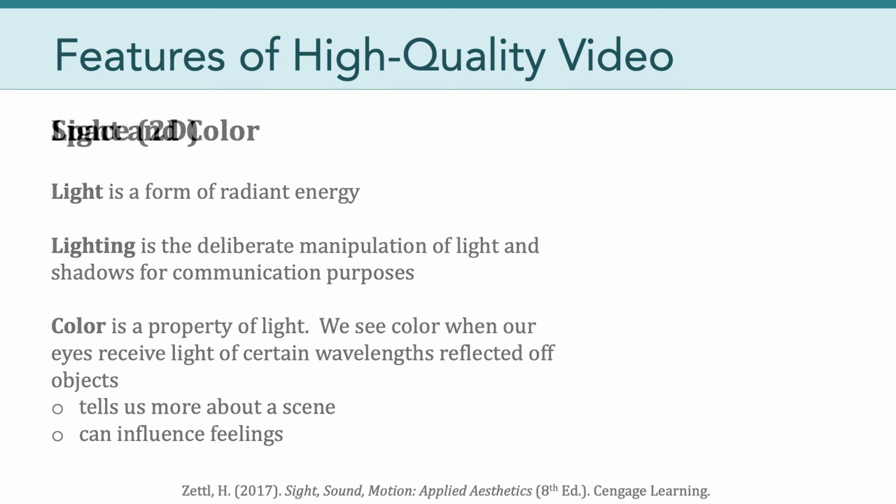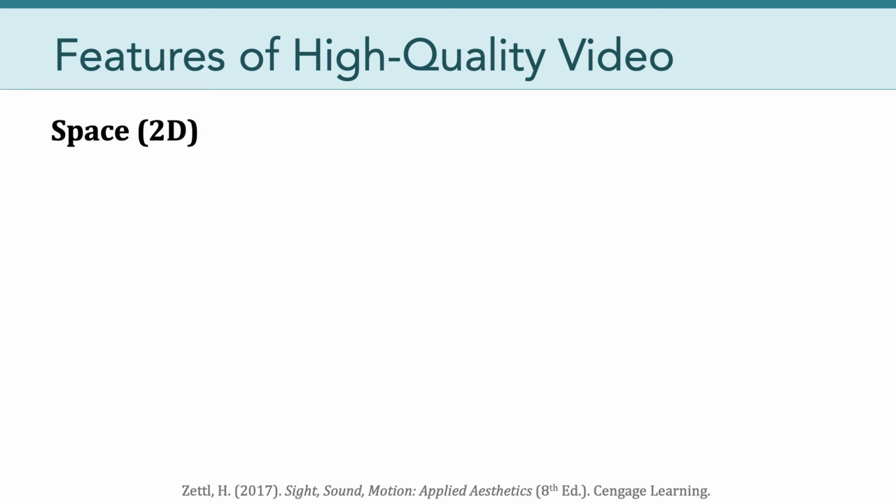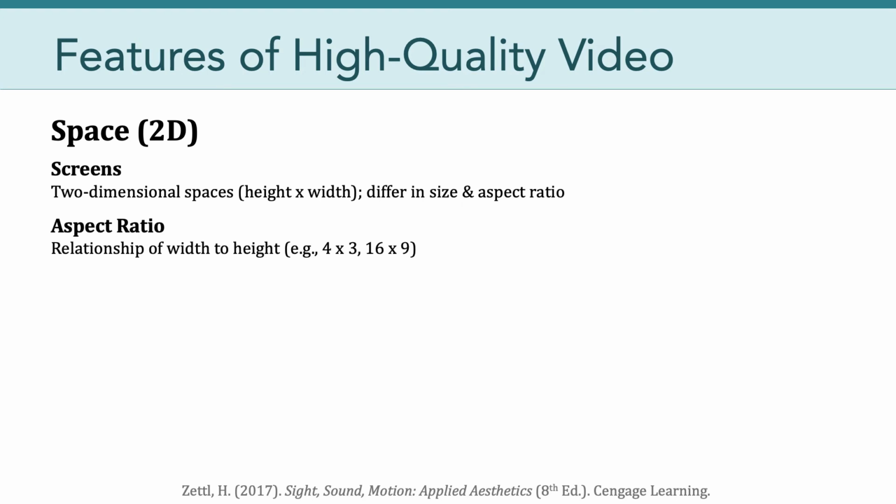Now, a second element is space, and I'm just going to talk about 2-dimensional space here in relation to video. We know that screens are 2-dimensional spaces with a height and a width, and that they can differ in size and in their aspect ratio. And aspect ratio is simply the relationship of width to height.